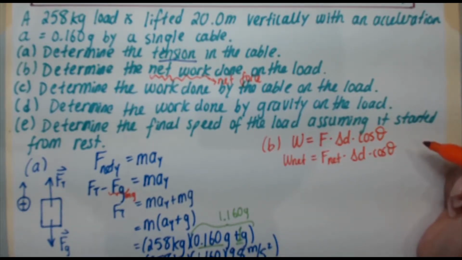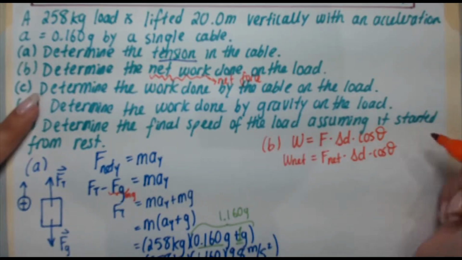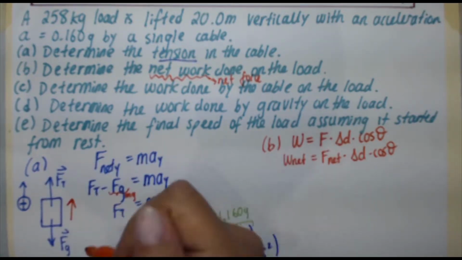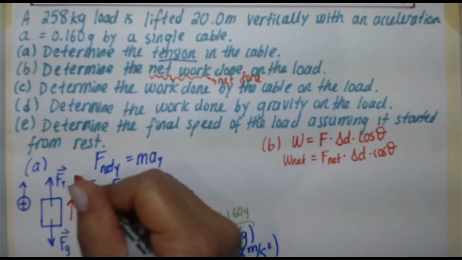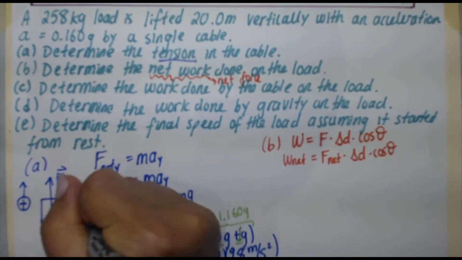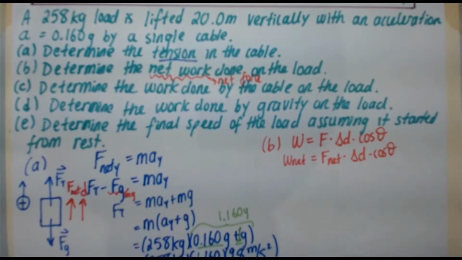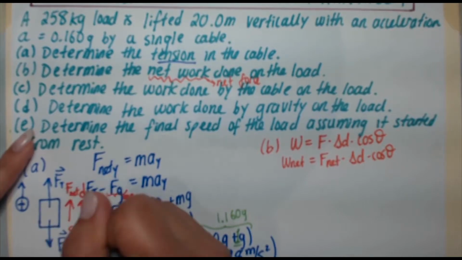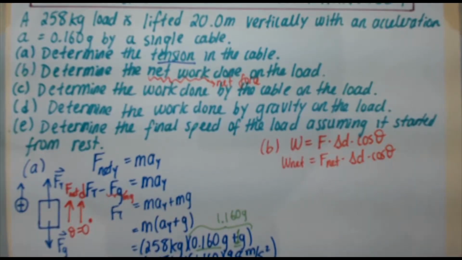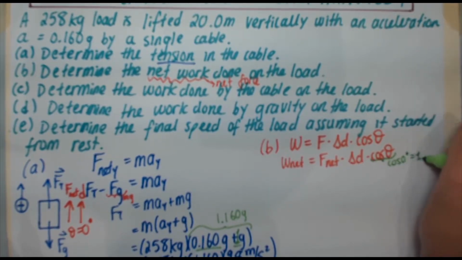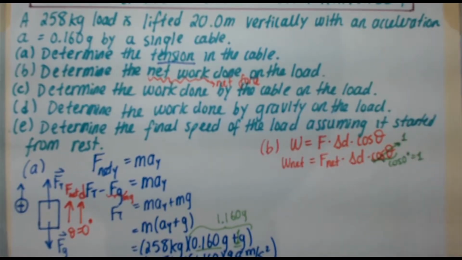Take a look at our free body diagram from part A. Our net force has to be going up. Why? Because the object is accelerating up. So this is the direction of our net force, and at the same time, it's moving up, so our displacement is also up. F and d are in the same direction. Therefore, theta is 0 degrees, and we know that cosine of 0 is 1. So this thing disappears, and you can write a 1, or you can just not write anything.